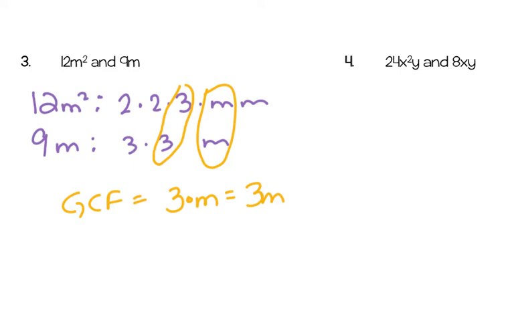So we get the greatest by taking all of them and multiplying them. We get common because we've only taken the ones that they had in common and we're only using factors.